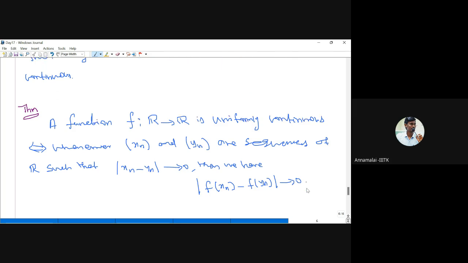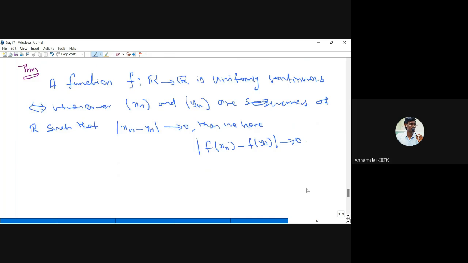Now maybe I will ask some problems based on these theorems. This is also a very important thing.